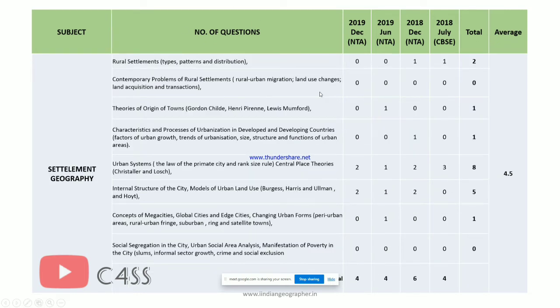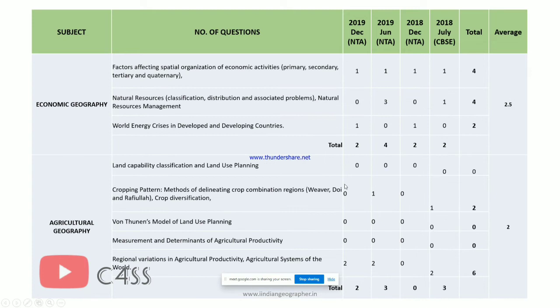Similarly, settlement geography, you can see this, right? This is where you'll find that there is no question paper without a question on Christaller's central place theory. Every UGC NET question paper has come up with a question on this, Christaller's central place theory, and its modification by Losch, right? So this is very important. On an average, you can expect 5 questions from settlement geography.